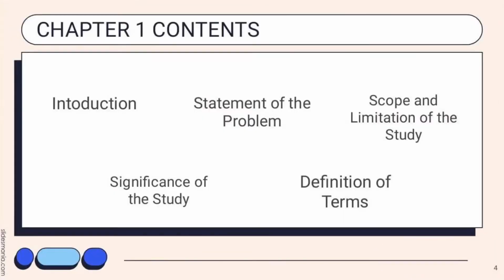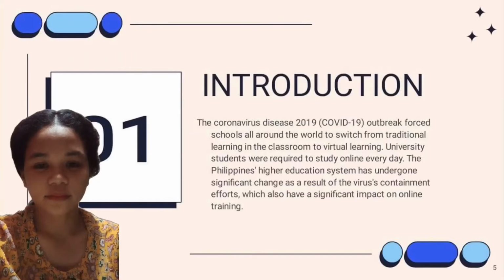The table of contents of Chapter 1 includes the Introduction, Statement of the Problem, Scope and Limitations of the Study, Significance of the Study, and the Definition of Terms.